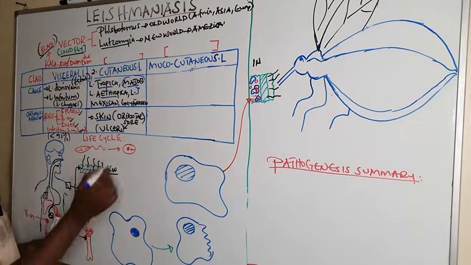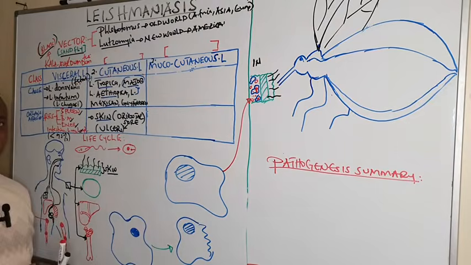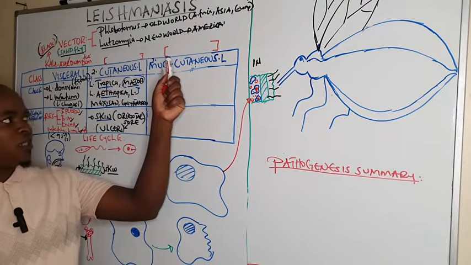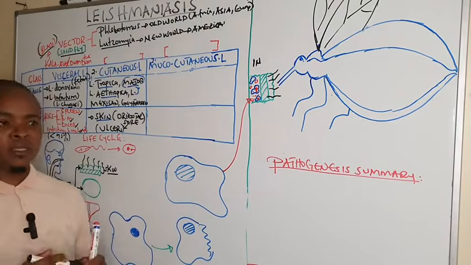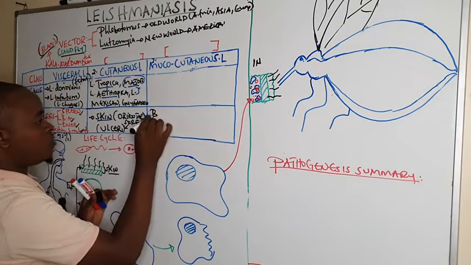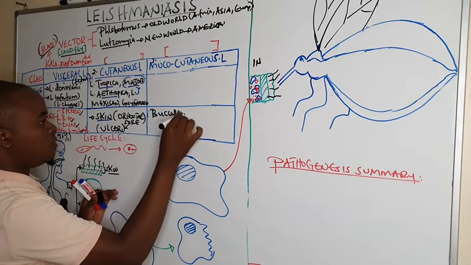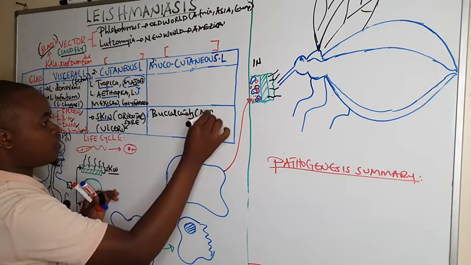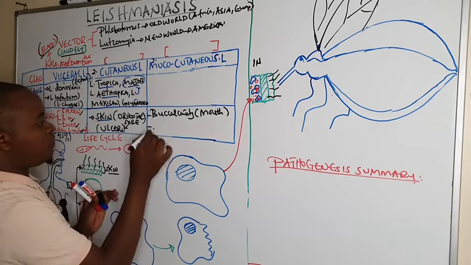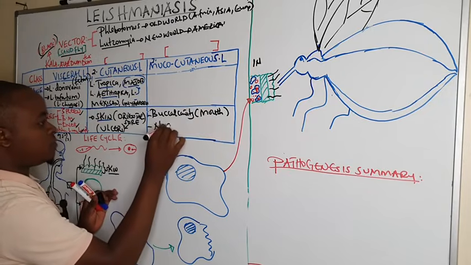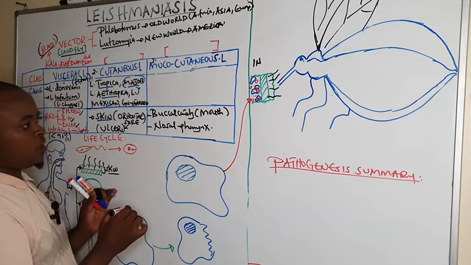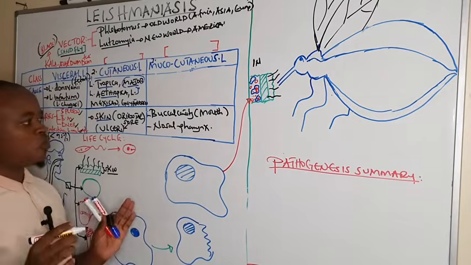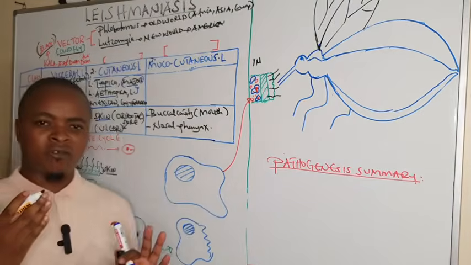Then the last class, which is number 3, is muco-cutaneous. Muco-cutaneous comes from the word mucus, which means these species target mucous membranes. That is the buccal cavity, you can call it the mouth, and it also affects the nasopharyngeal parts. So these are the major sites of muco-cutaneous leishmaniasis: the mucous membrane within the nasal cavity and the mouth cavity.